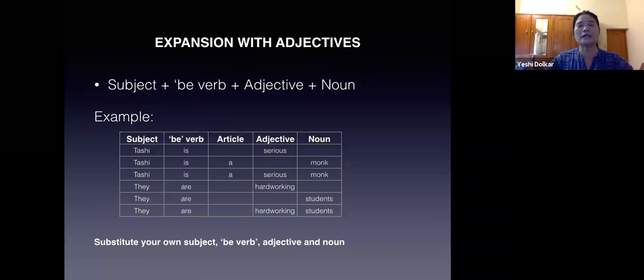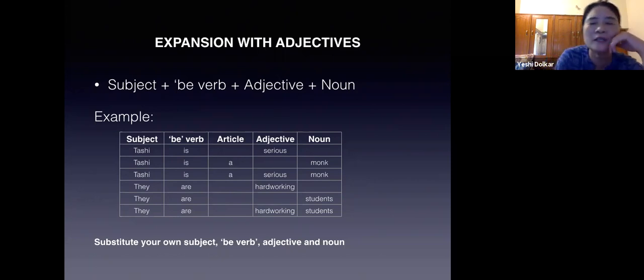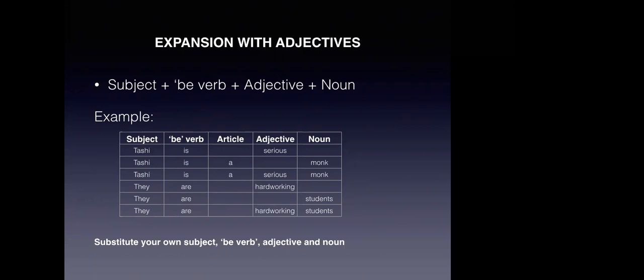Now the basic sentence. Here we are putting an adjective and adverbs to capture and expand the sentence type. Okay, so let's look at this. Here we are putting an adjective. Basic sentence: subject, verb, noun. Before the noun we put adjectives. Then, Tashi is serious.